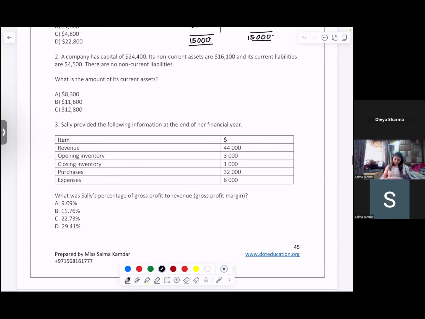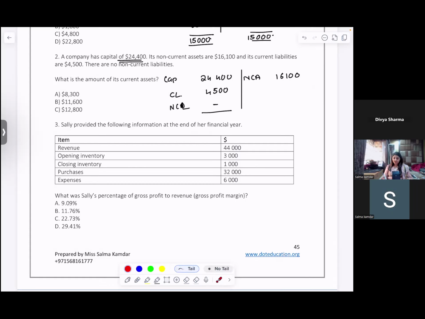A company has capital of 244000. Its non-current assets are 16100 and its current liabilities are 4500. So what I did was I took capital as 244,000, current liabilities 4,500, and there are no non-current liabilities. You will add your current liabilities, and then you will subtract your non-current assets.